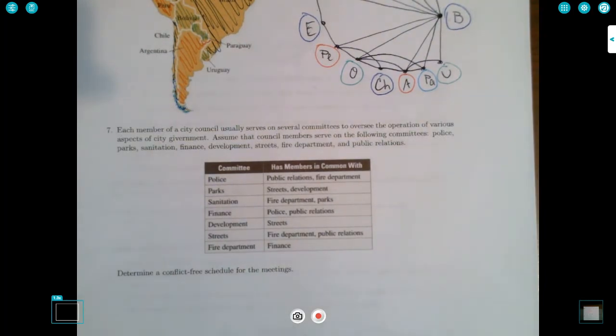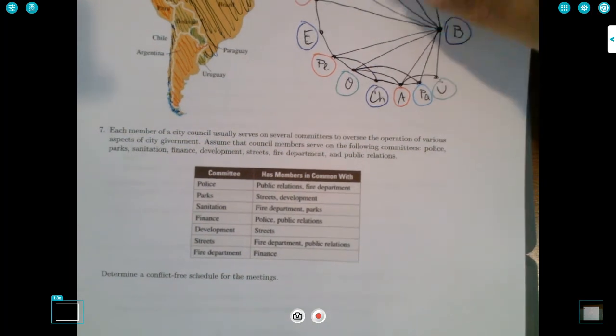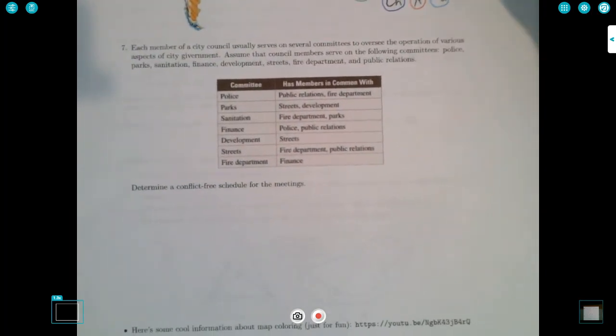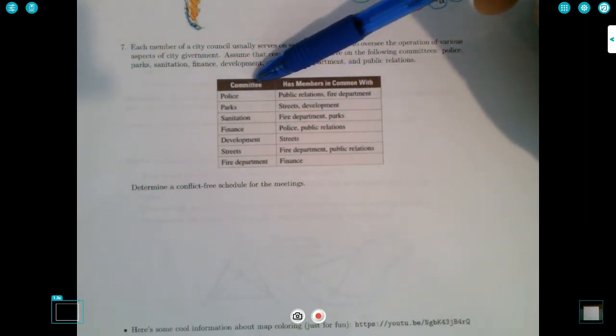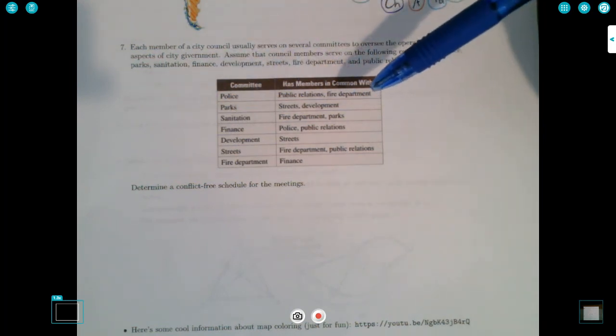It says, each member of a city council usually serves on several committees to oversee the operation of various aspects of city government. Assume that council members serve on the following committees: police, parks, sanitation, finance, development, streets, fire department, and public relations. Determine a conflict-free schedule for the meetings. So the way this chart works, it says committee, and then it has members in common with. So the police committee has members in common with the public relations and fire department committees. The parks committee has members in common with the streets and development committees, and so forth.